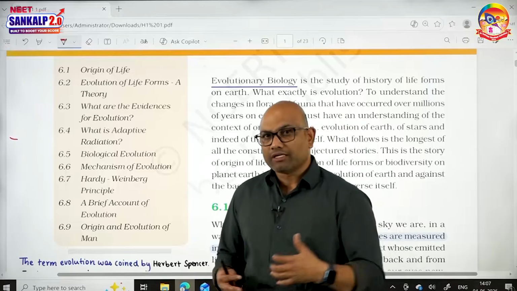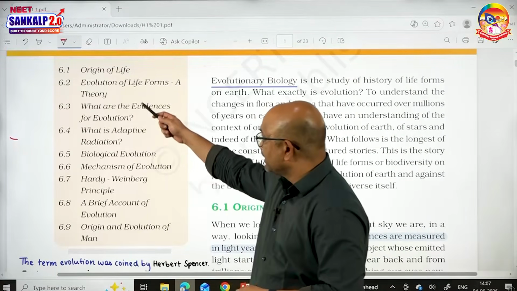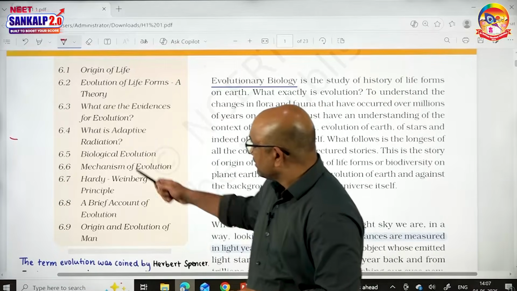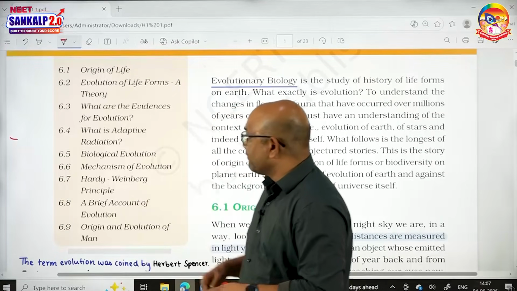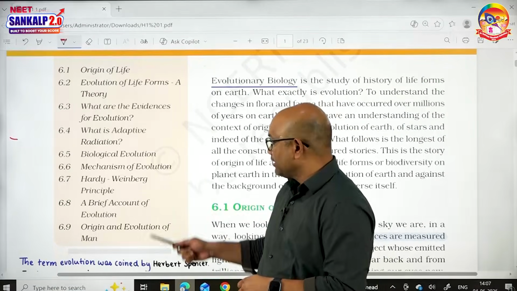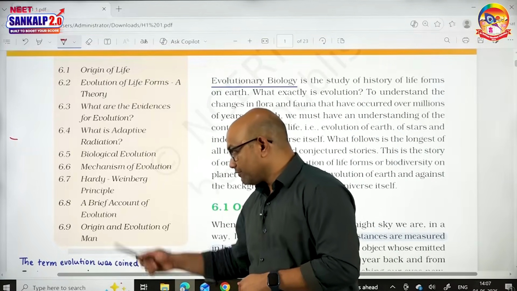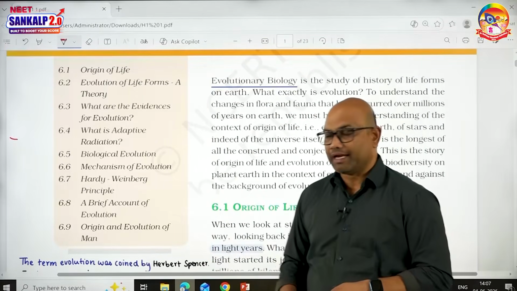And what are the topics that are going to be covered under this evolution chapter? Origin of life, evolution of life forms theory, evidences in favor of evolution, adaptive radiation, biological evolution, mechanism of evolution, Hardy-Weinberg principle, brief account of evolution, and finally origin and evolution of man.